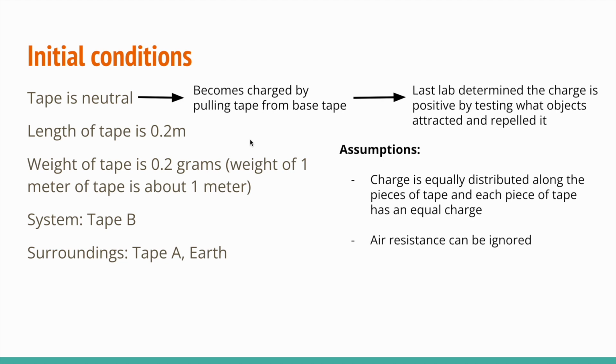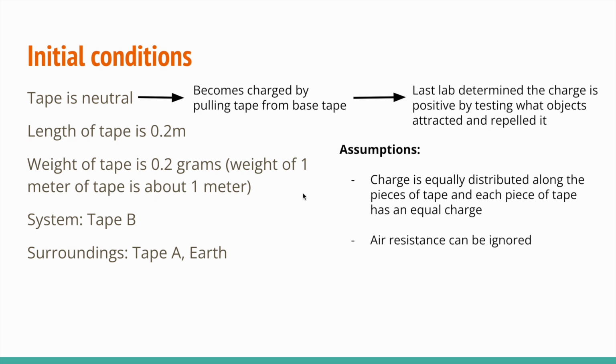The initial condition of this lab is that the tape starts out neutral, but by pulling it off of the base tape, it becomes charged, and that charge is positive, which was tested in the last lab by putting positive, negative, and neutral objects next to it and seeing that it repelled positive objects and attracted negative objects. The length of the tape was 0.2 meters, and the weight was 0.2 grams. The system is tape B, and the surroundings are tape A and the Earth.